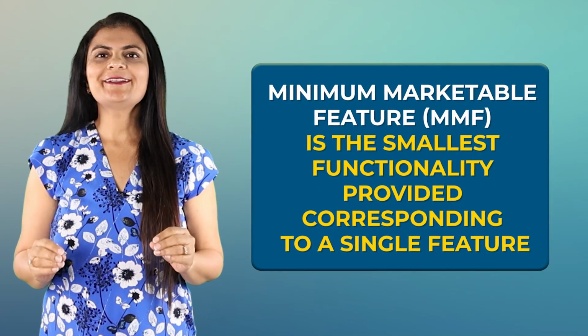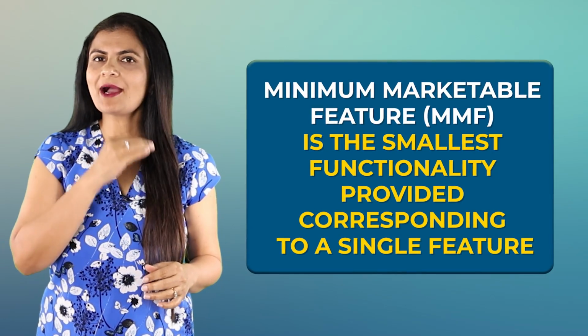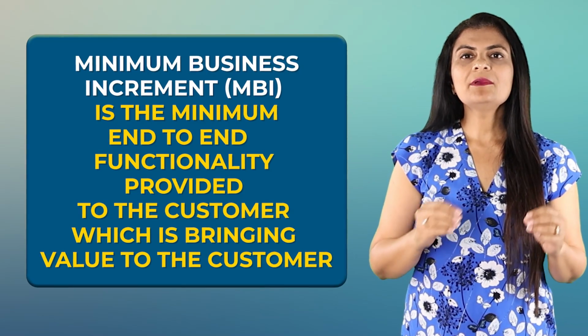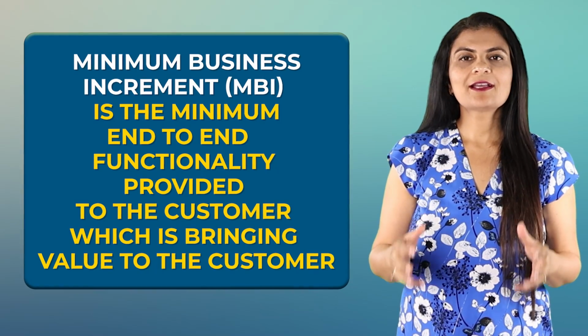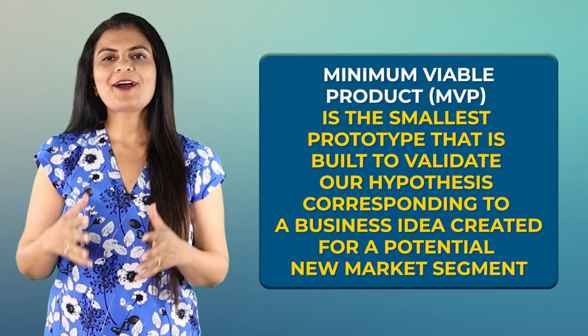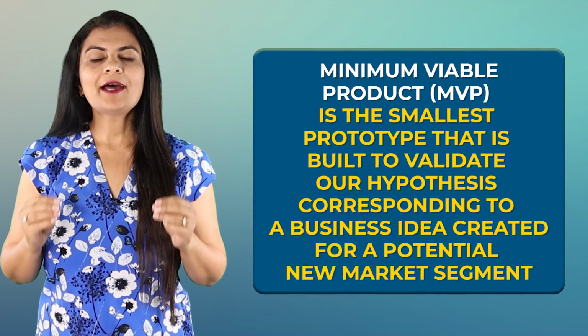So, minimum marketable feature is the smallest functionality provided corresponding to a single feature. Minimum marketable feature. So, we are talking about a single feature there. Minimum business increment is the minimum end-to-end functionality provided to the customer, which is bringing value to the customer, and it is as per the business strategy of the organization. The key thing is that it can be immediately realized by the customer. So that is minimum business increment, an increment of functionality of a product that can be utilized by the customer almost immediately.